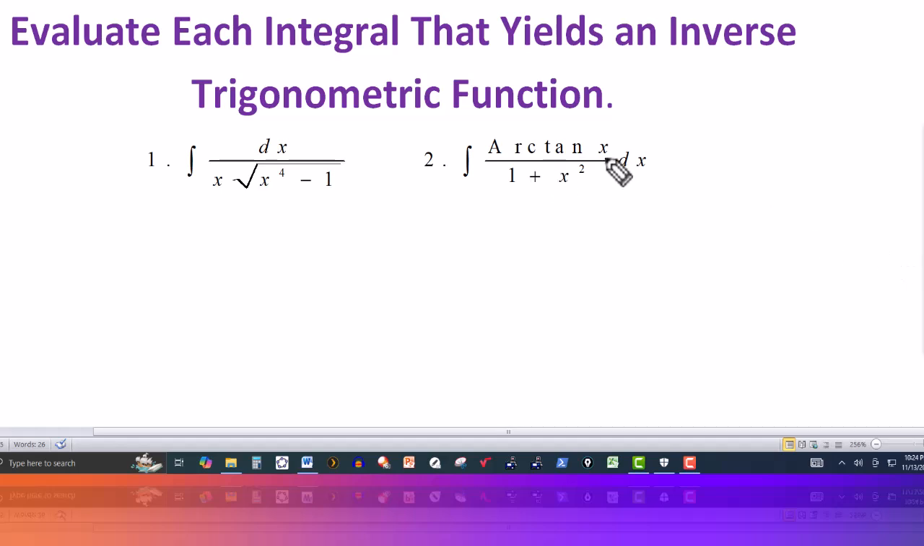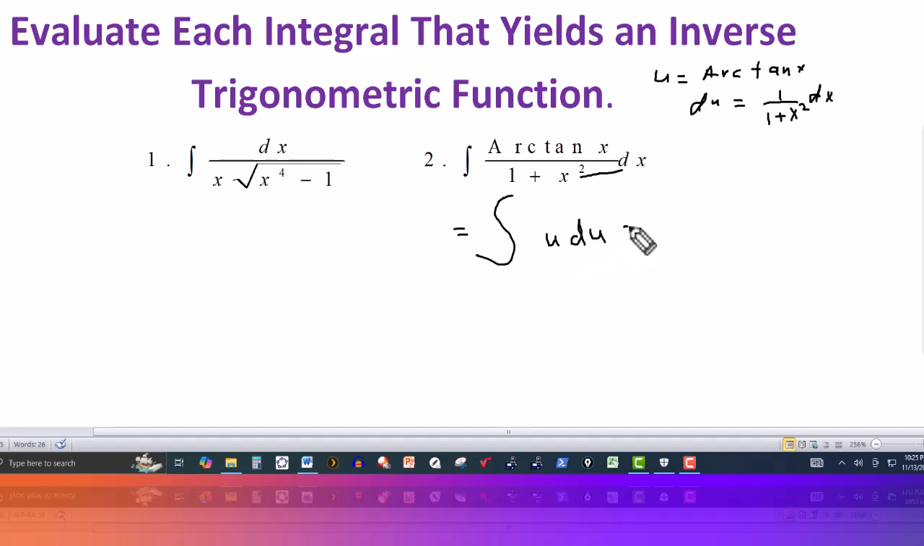Now the second one's pretty straightforward. I'm going to let u equal arctangent of x. Then du will equal the derivative of arctangent, which is 1 over 1 plus the u. In this case, the u is x squared, and then it's times dx. Now I'll go back to the integral. I have dx over 1 plus x squared right here. That's your du. And arctangent of x is u. So all I have here then is u du.